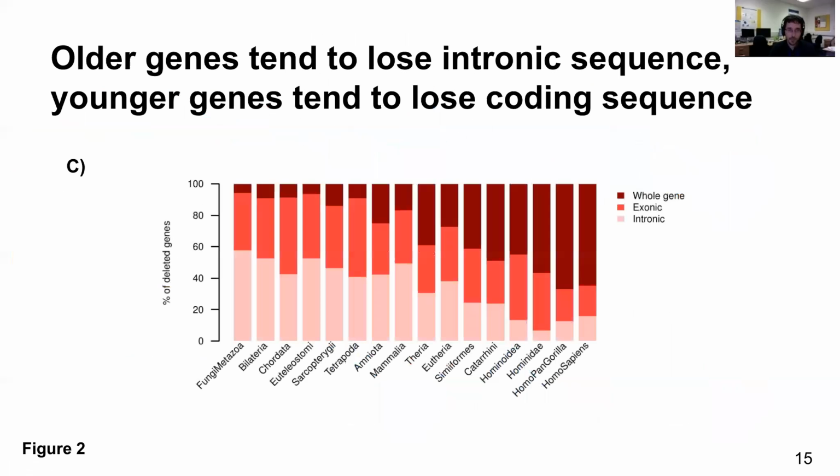Okay, so this final panel of figure 2 is summarizing all these results. So we take the percentage of deleted genes per gene age. We take just the genes that show deletions in each of the evolutionary age classes. What you can see is that older genes tend to have mainly intronic deletions, but in the case of younger genes, those genes born during primate evolution, it is more frequent to have whole gene deletions than to have intronic deletions. So it's a very different pattern depending on the evolutionary age.